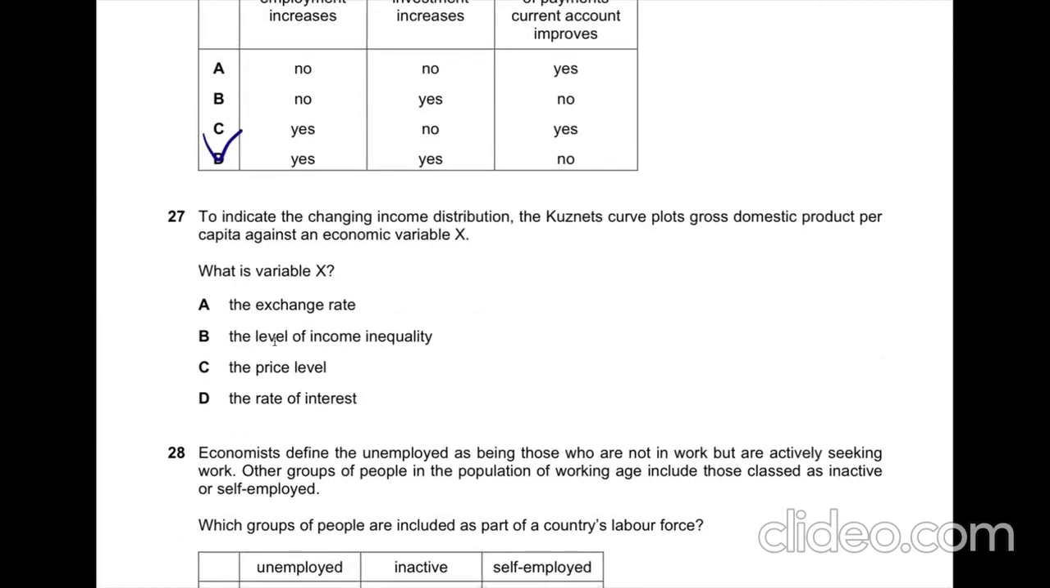Question 27. To indicate the changing income distribution, the Kuznets curve plots gross domestic product per capita against an economic variable X. What is variable X? This is a very obvious question. Since I need to know income distribution and I'm using GDP, how should I know my income distribution? What variable do I need to know additionally? Then I need to know what's going on in my income level. So that's why the answer has to be B.